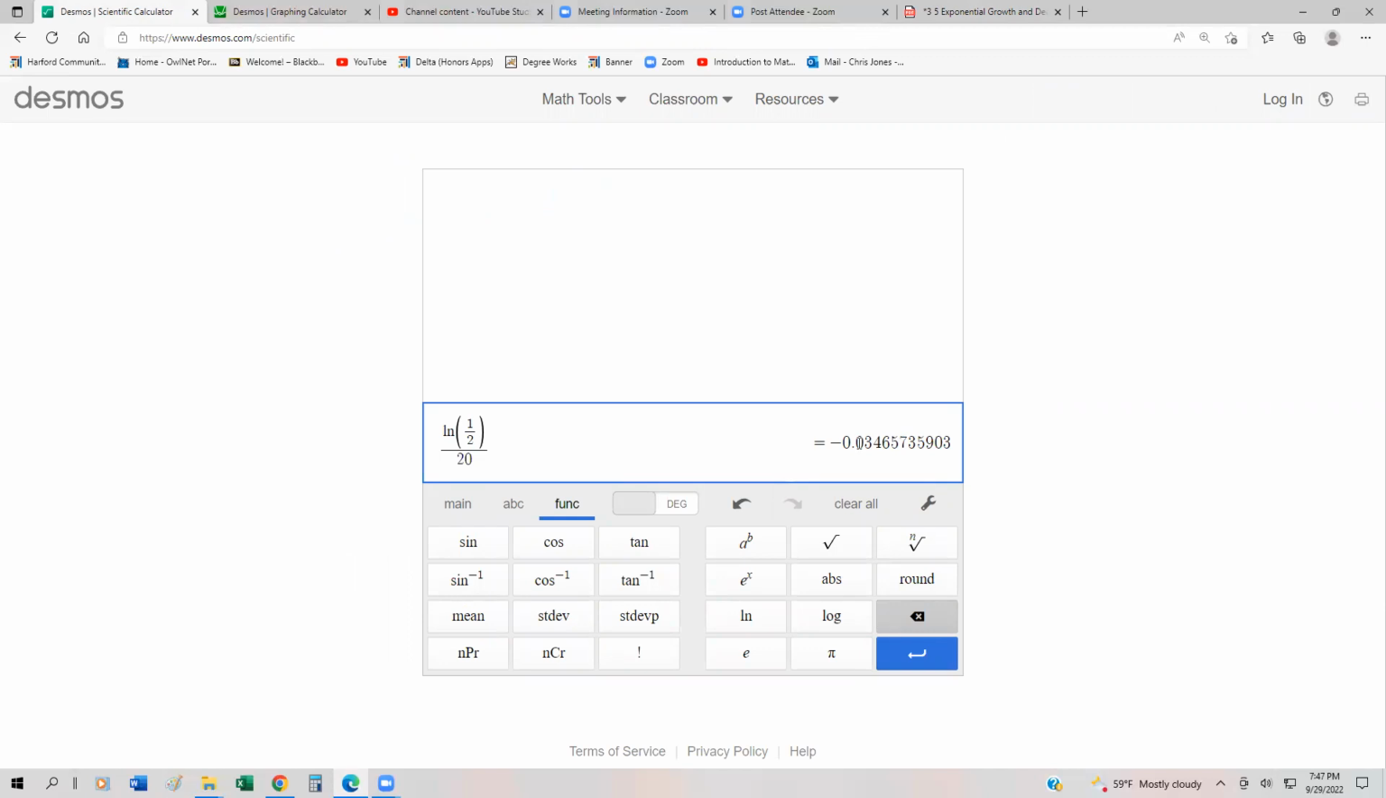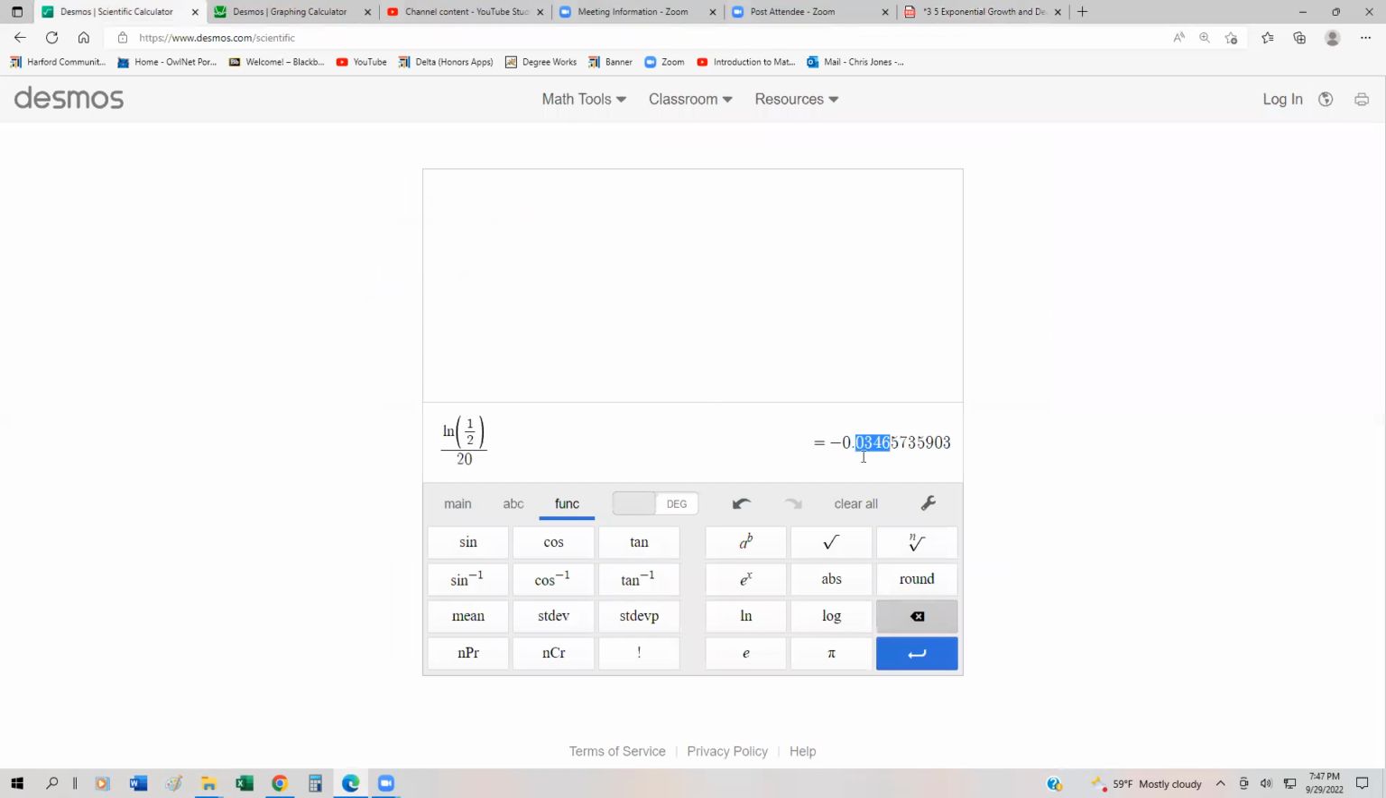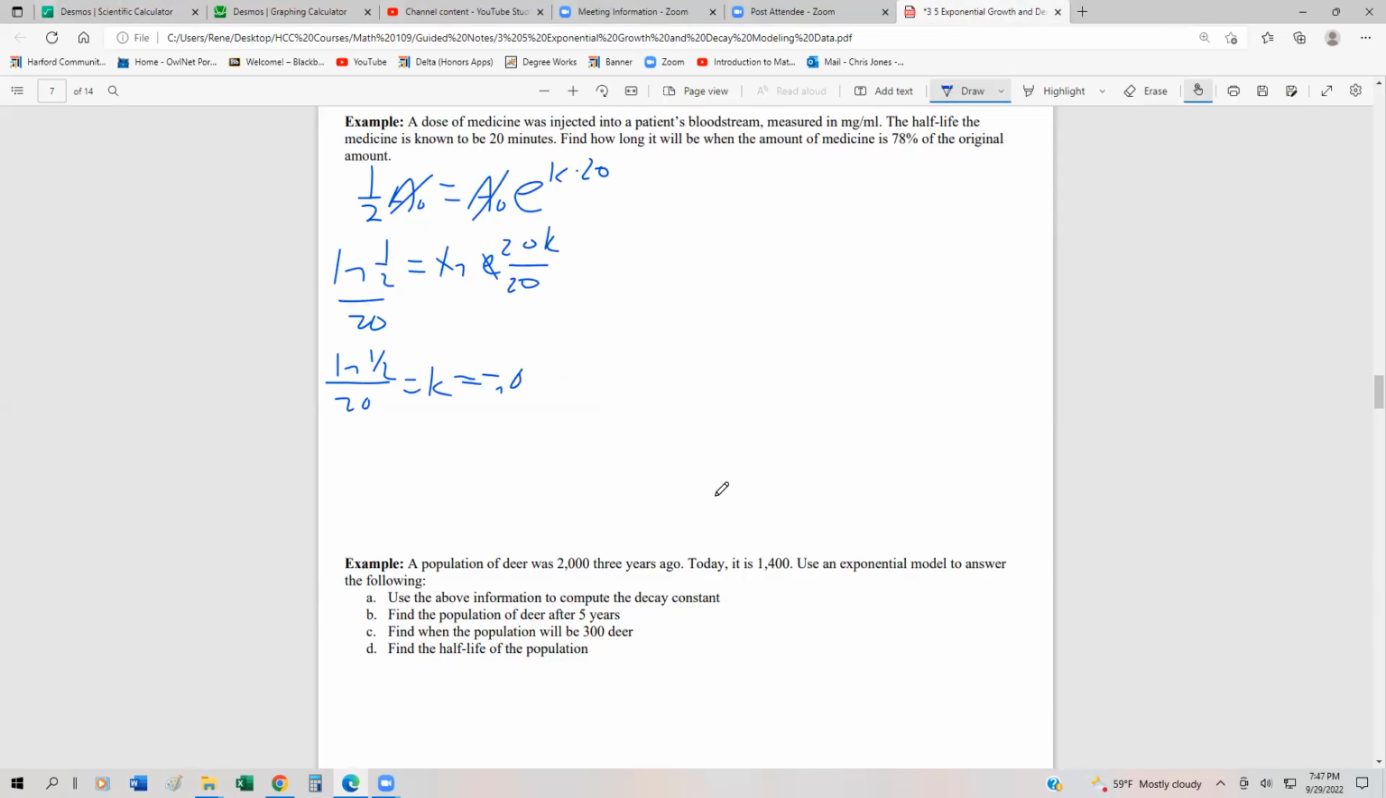And that's going to give us negative 0.0347 if we were to round it. Sorry, just had to check it again. And so our model is going to be that the amount is equal to the initial amount, which we don't know, and that's fine, times e to the negative 0.0347t. And the question asks us, how long will it be till we have 78% of the original amount?